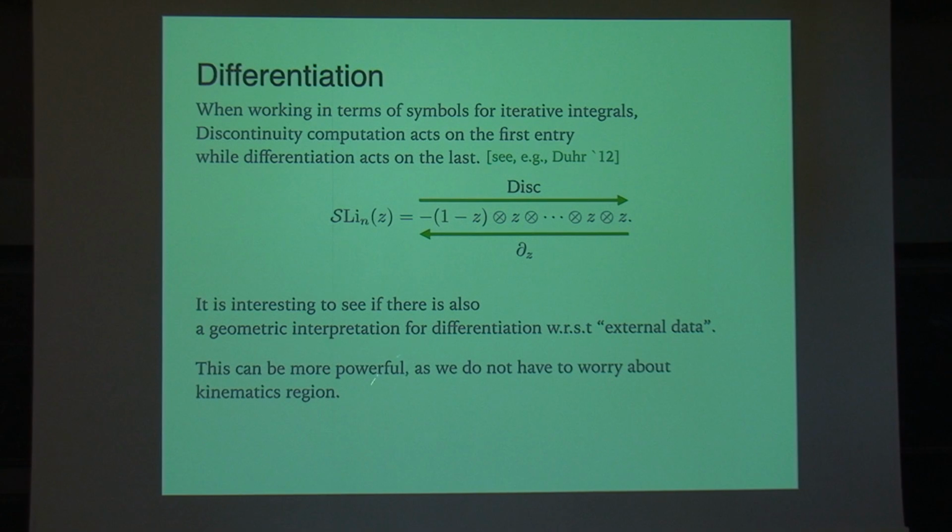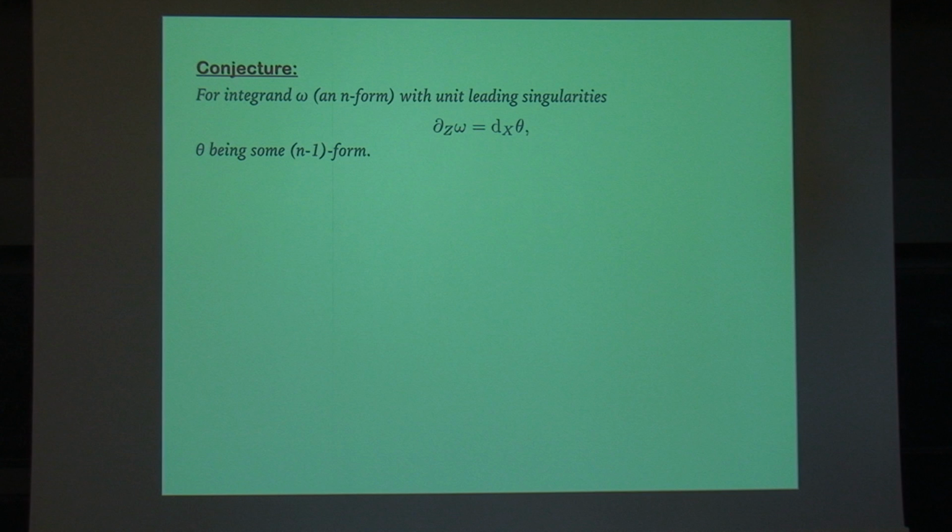This should also be more powerful because this can potentially tell us specific information about the entries, and also we don't have to worry too much about which kinematic region we are really sitting in. And as I mentioned before, there should be some kind of duality between these two geometric features. So here, first let me make a general conjecture.